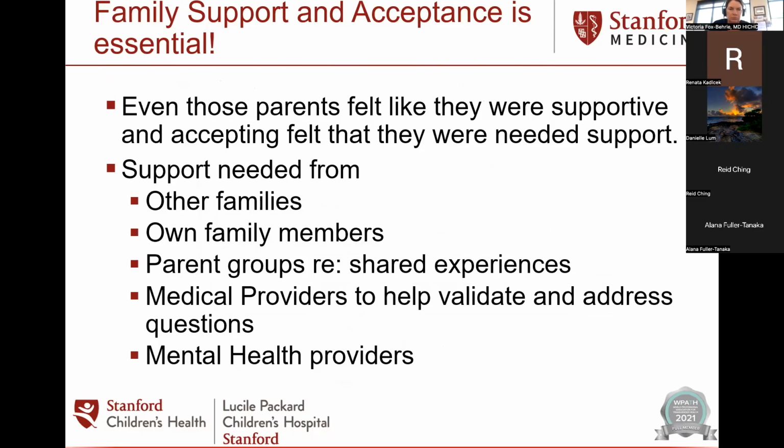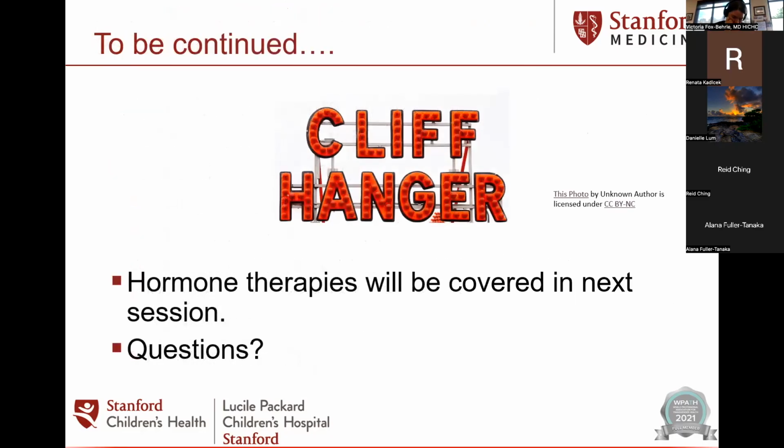And where did the parents and families find support? It was from other families, not necessarily LGBTQ plus, but it just helped sometimes. Also, other family members who were willing to listen. Parent groups were important for shared experiences. Medical providers were important as a source of knowledge to validate and address questions. And of course, our mental health providers were super important as well.